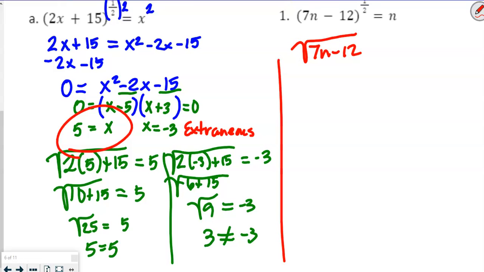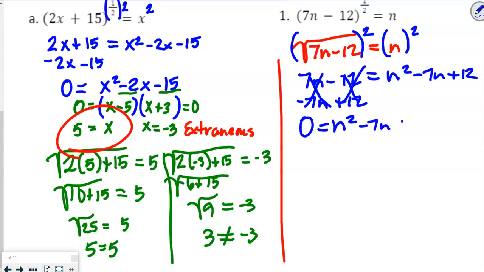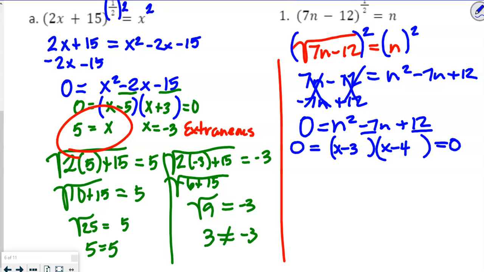So 7n minus 12 is equal to n. So I'm, again, changing that to a square root first because I know that I have to square a square root. So this is 7n minus 12 equals n squared. Once again, we're going to move both of these numbers, right? Gone, gone. So this is 0 equals n squared minus 7n plus 12, right? So factor this again. What are the factors of 12 that add up to be negative 7? So that would be x minus 3 and x minus 4. That equals 0. So this is x equals 3 and x equals 4.